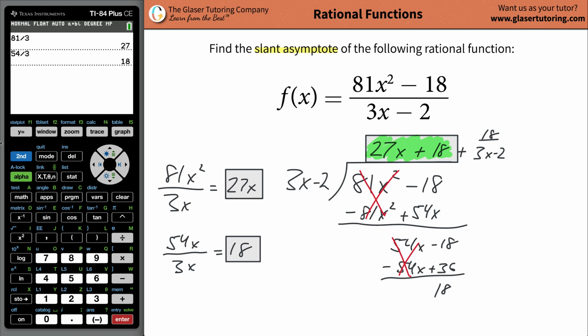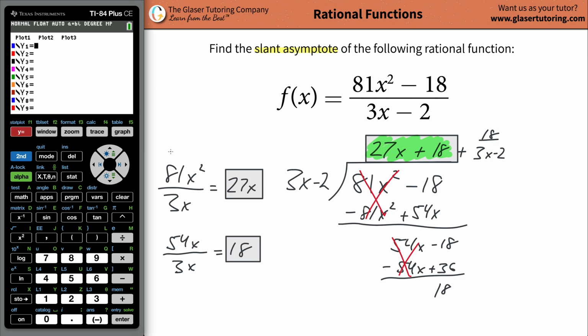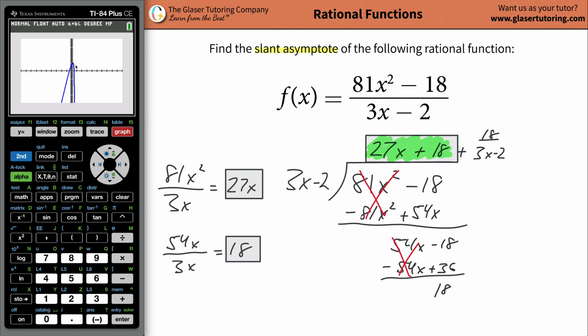Now if you want to kind of see this, you can always graph it. Go to your calculator and type in the original function. So open parentheses, do 81x squared minus 18. Close those parentheses, then hit divided by, open the parentheses again, do 3x minus 2. If you don't have the parentheses in here, it's not going to come out right. Hit graph. Okay, so I got part of my function here.